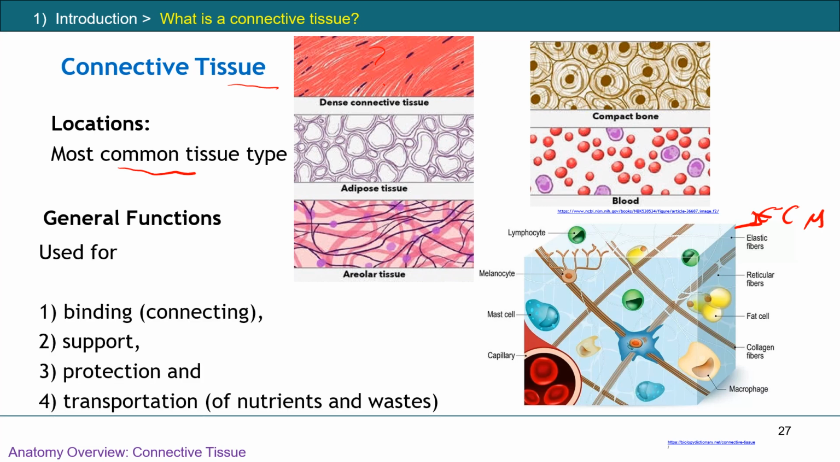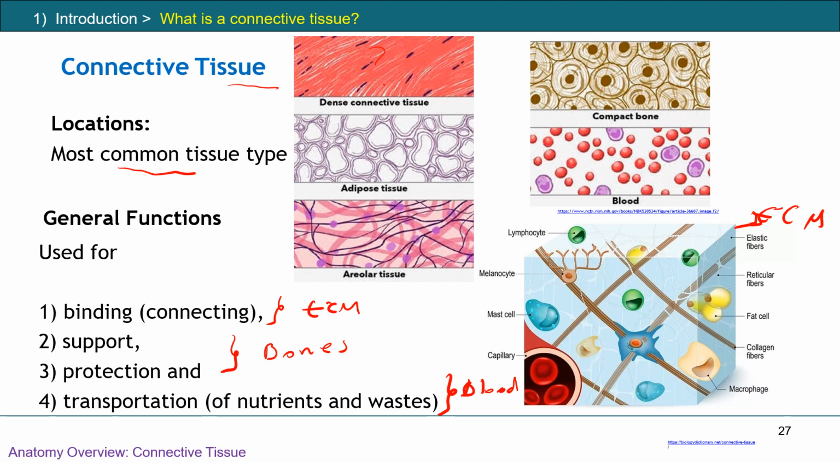The following are some functions. You have the function of binding. For example, the ECM, the extracellular matrix, is found between the epithelium in your skin and the muscles. You can also find support and protection in the bones. Also, you can find the function of transportation in the blood. These are very general functions. You can find more functions in your textbook, and later we will talk about more.